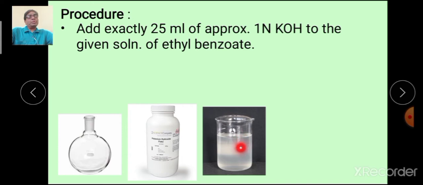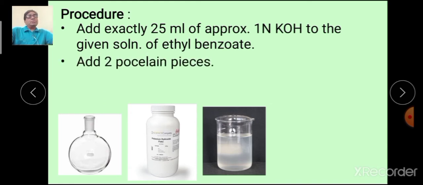The solution is prepared. This is a potassium hydroxide solution. You have to use this solution, fill the burette and take the 25 ml of this solution in the flask and add 2 porcelain pieces, that is, these are boiling chips, to avoid bumping. Because we are going to boil the solution in water bath using water condenser.